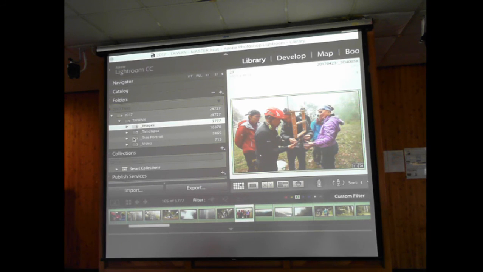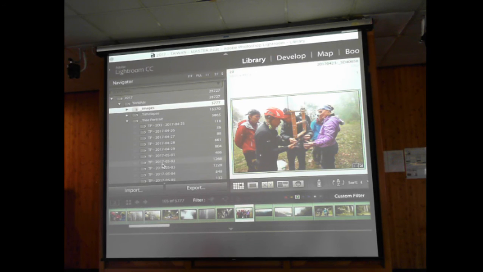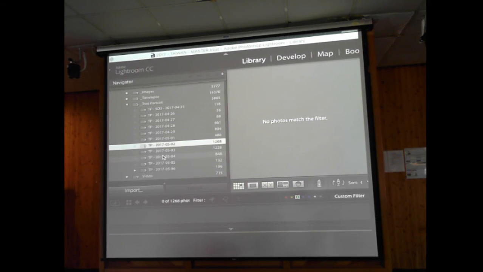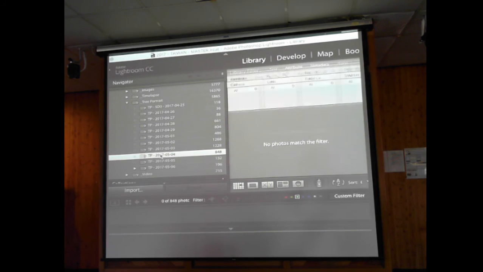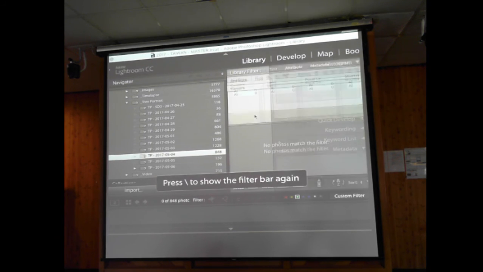I actually haven't had an opportunity to properly catalogue these yet, but you can obviously see the really good days. 1,268 photos in one afternoon. Must have been good that day. So these two days are obviously really good. All right, so I must have a filter on. I can't actually reach that far off. Anyway.